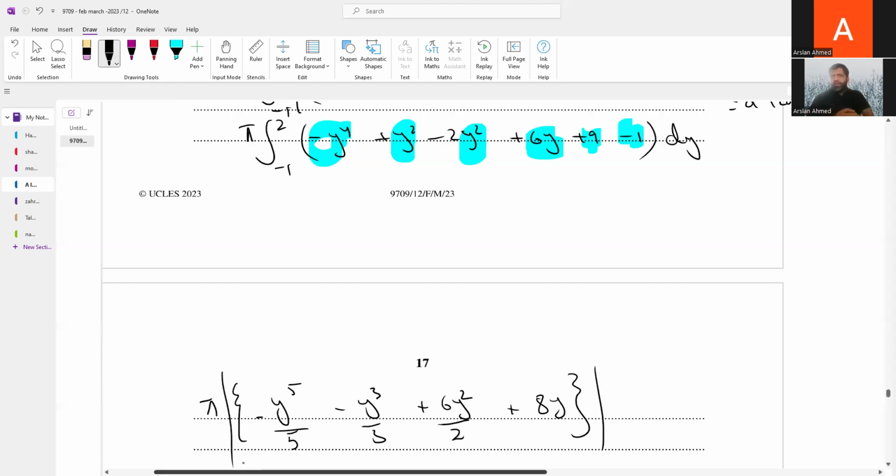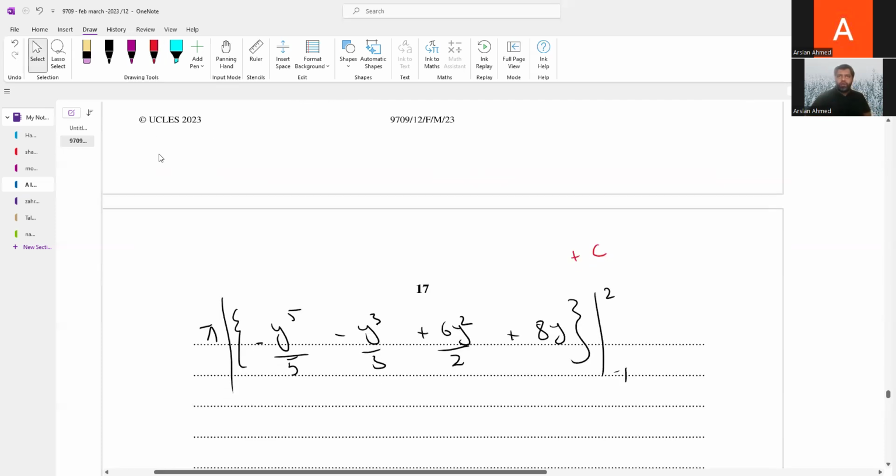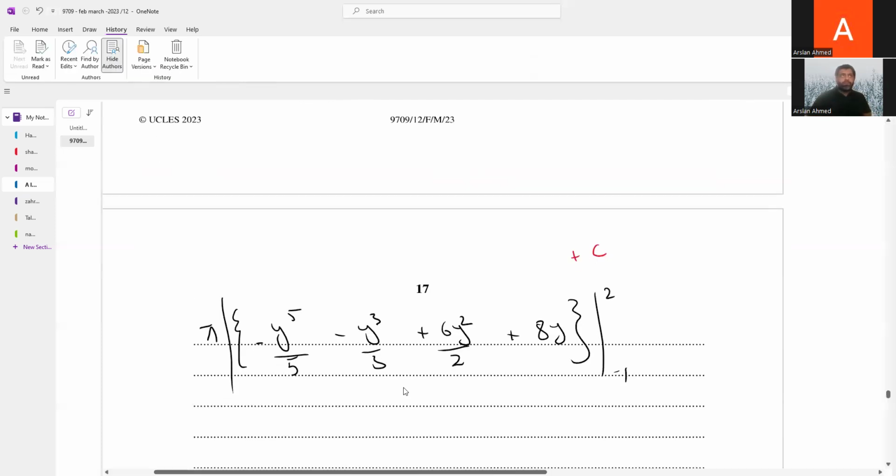Now, you may be thinking, why haven't I put the constant of integration? The reason is that it is a definite integral because we have a limit. Even if, let's say, I put plus c over here, when you expand this limit, the c would automatically cancel out. I hope the concept is clear.